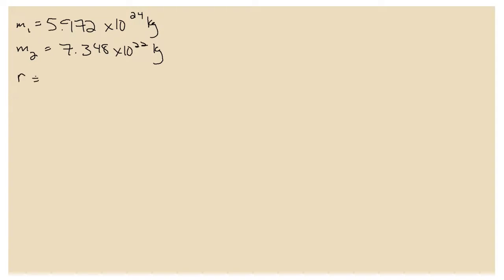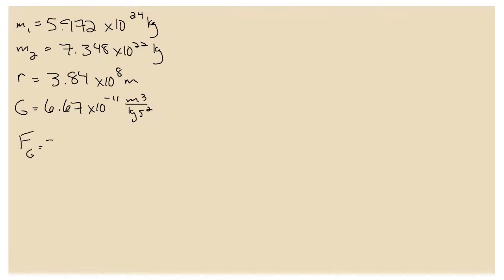R, the average separation distance between them, they say, is 3.84 times 10 to the 8 meters, or 384 million meters. Big G, of course, is 6.67 times 10 to the negative 11 meter cubed per kilogram second squared. And we're looking for Fg, the force of gravity between them. This equation is a basic plug-in. That's really all there is to it. I hope everybody realizes that.